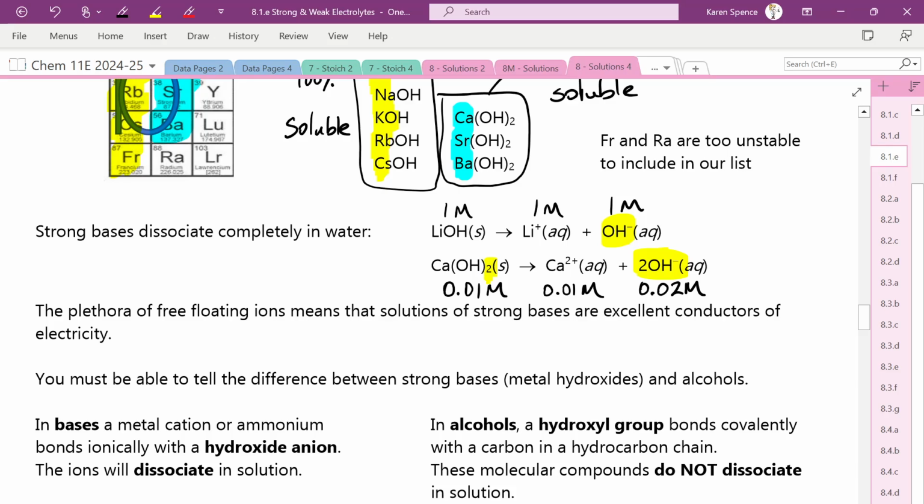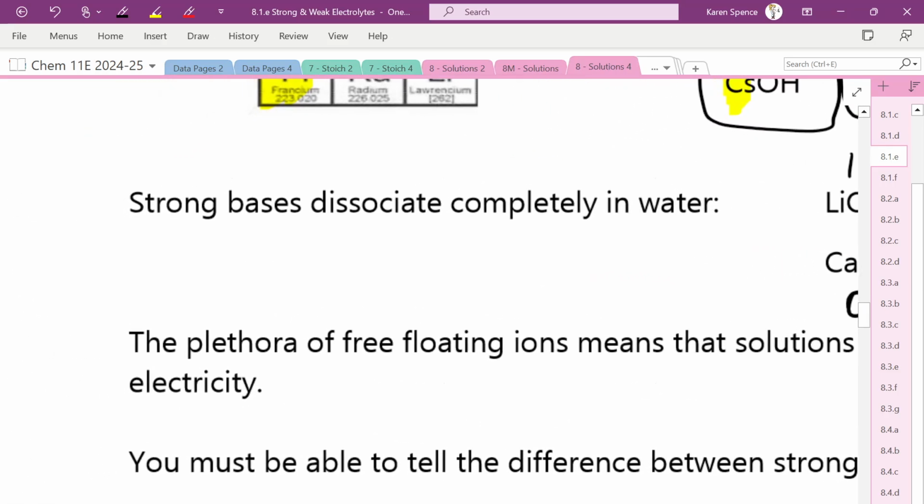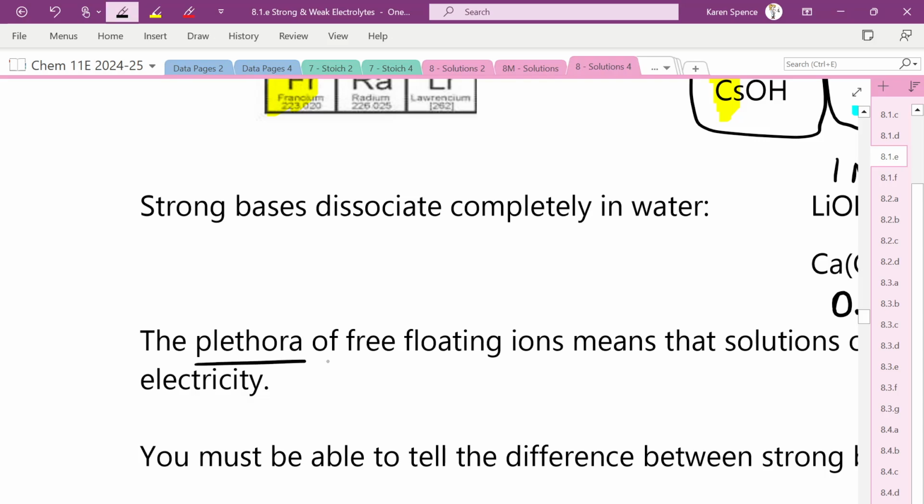Oh, look, we have a wonderful word here. Have you guys heard this word, plethora? A plethora. It means the same as a myriad. Do you know that word? No? Okay, these are both words that mean the many, many, many free-floating ions. If you have a plethora of things, it means you have a lot of them. If you have a myriad of things, it means you have many, many of them.